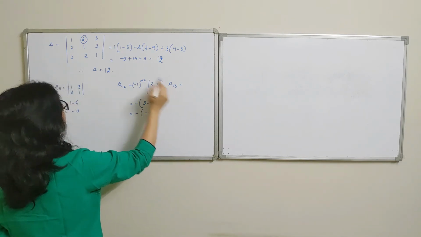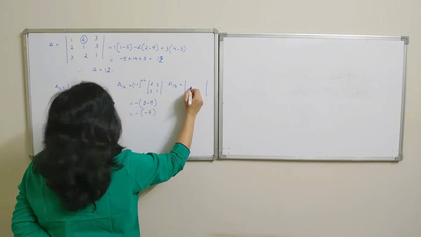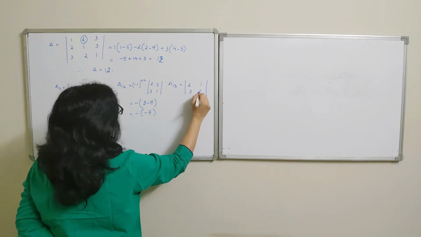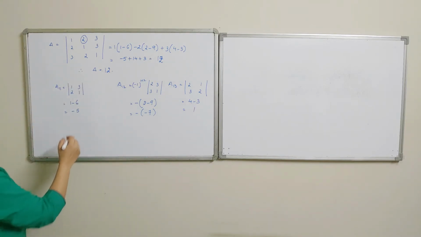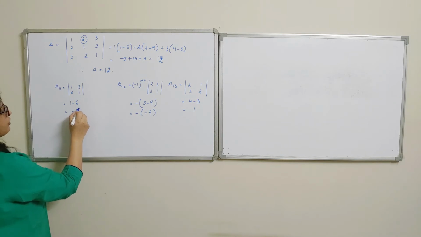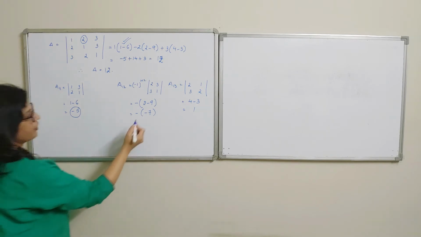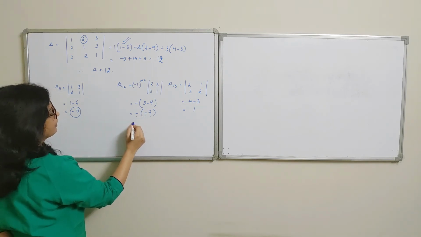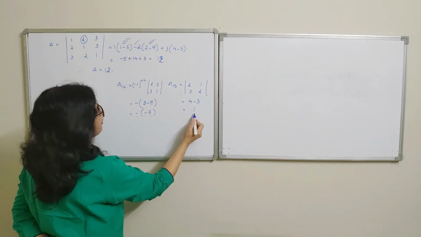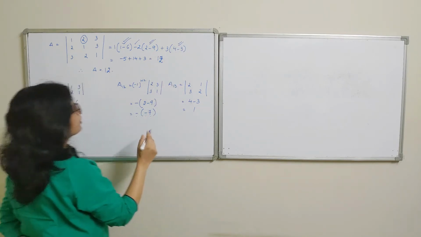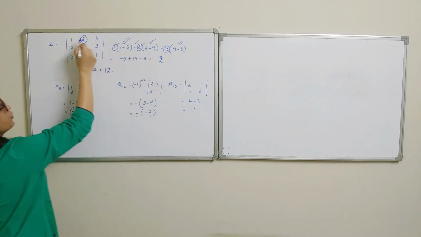Then A13, deleting first row, third column. The determinant is 2, 1, 3, 2, which is 4 minus 3 equal to 1. Now please look at these numbers. Minus 5 is this value, alright. Minus of minus 7 is plus 7 here, and 1 is this element. So how do we correlate? What are these numbers? These are the elements of the first row.